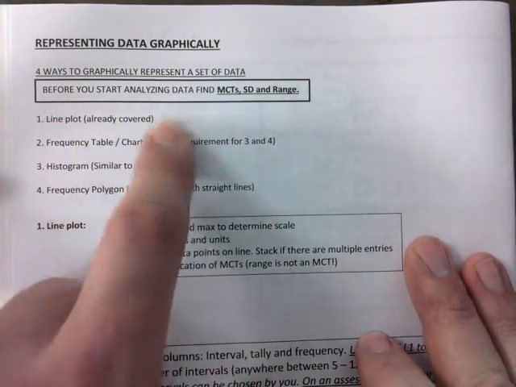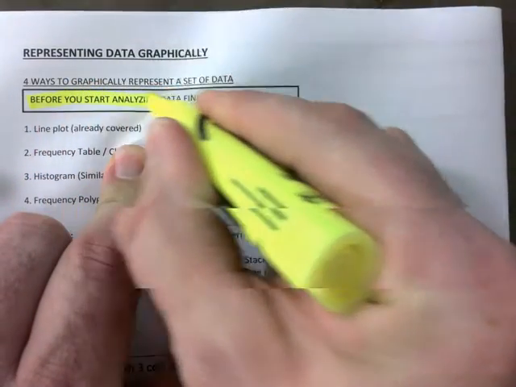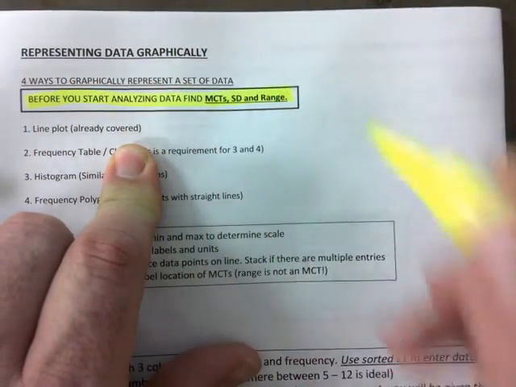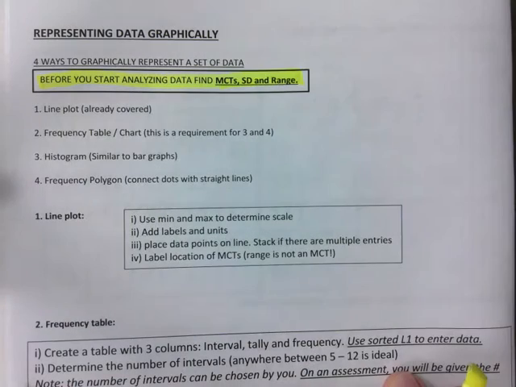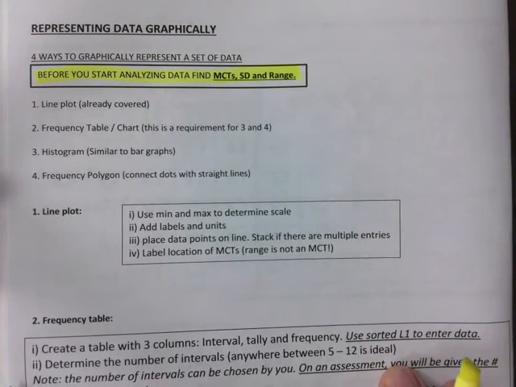I will say this, before you start analyzing, you should always find the mean, standard deviation, and range. That is always a good one to start off with. Because it gives you an overview, it kind of gives you a hint as to what's coming your way. And it's a big chance that you might need it for your graphs.